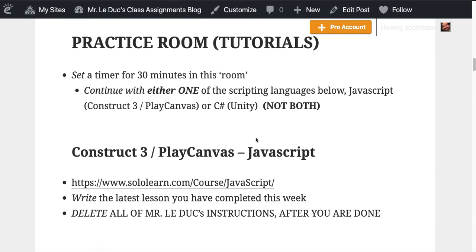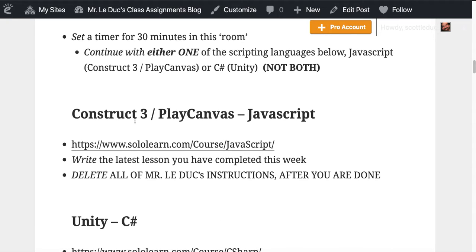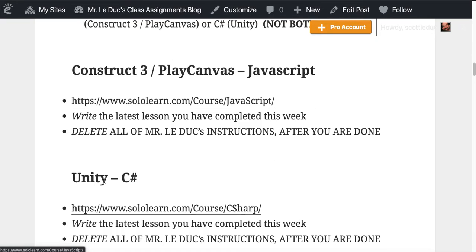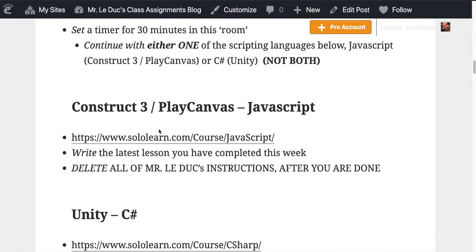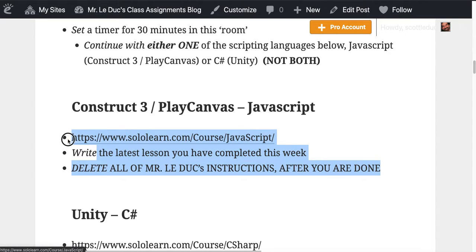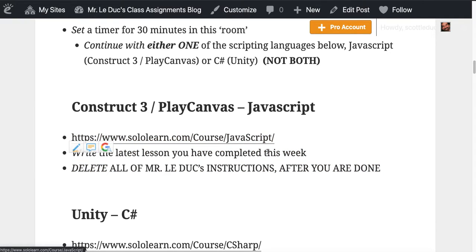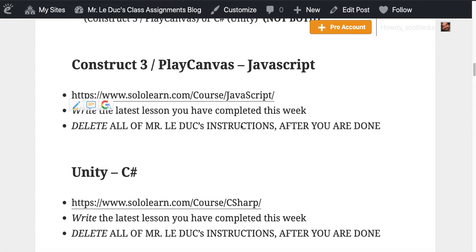Practice room. What I want you to do is continue to work in either JavaScript or C#, because Construct and PlayCanvas use JavaScript and Unity uses C#. And delete all my directions. Let's say if you're working in JavaScript, delete all this stuff and then write how far you got this week with the Solo Learn. The idea is to eventually complete Solo Learn and get a certificate. We are spending time on that most weeks.